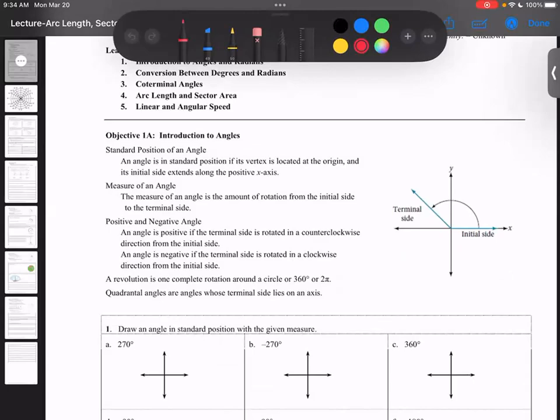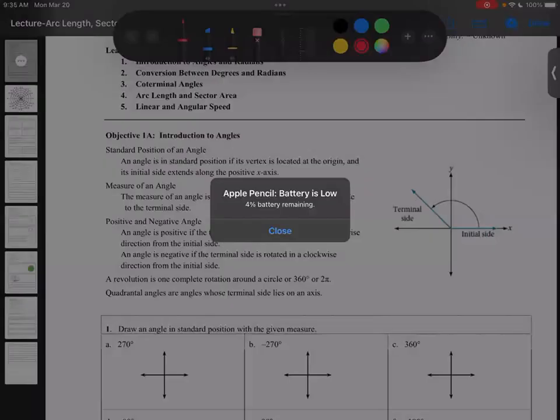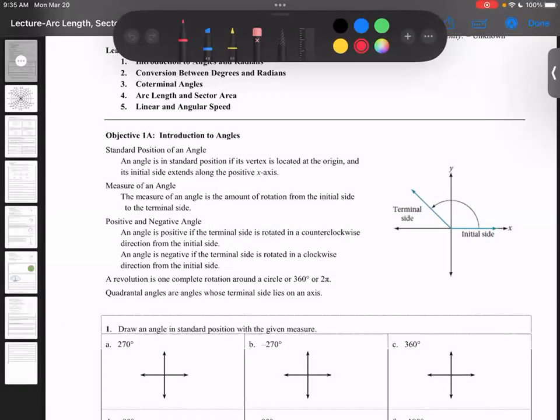An angle is in standard position. An angle is in standard position if its vertex is located at the origin and the initial side extends along the positive x-axis.